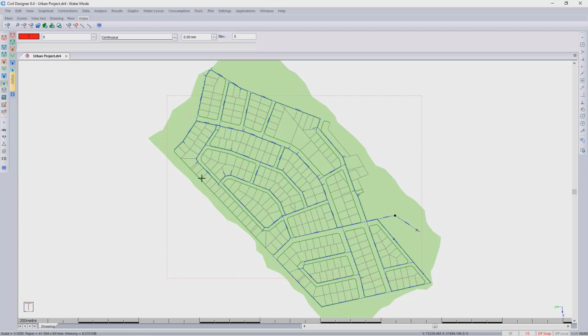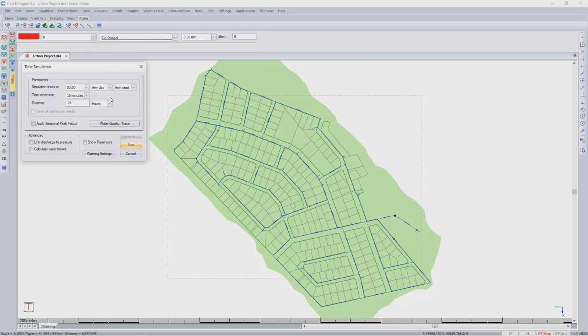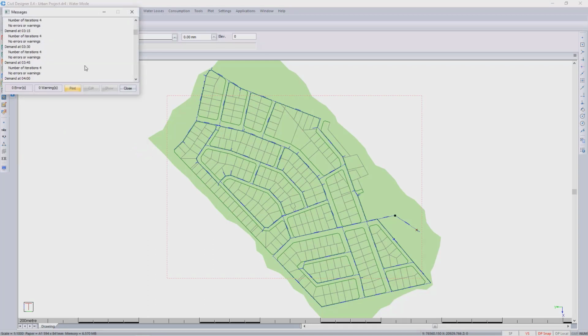The first point is to run an analysis on your water network. So we'll just make sure we're in water mode still, and we're going to go to analyze, and we're going to run a time simulation. So we'll do that over 24 hours with increments of every 15 minutes. I'll then press start and check for messages to see if there's any issues on the water network. With no errors, we can close this.